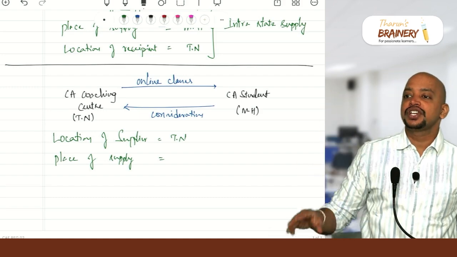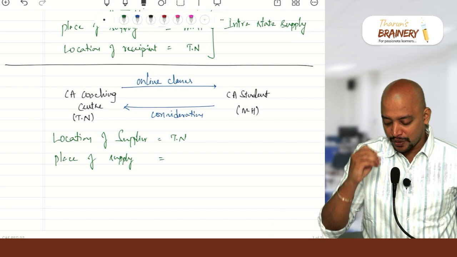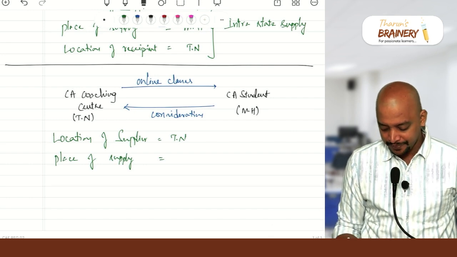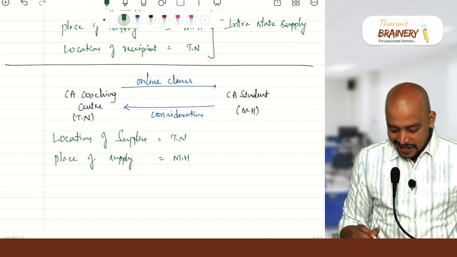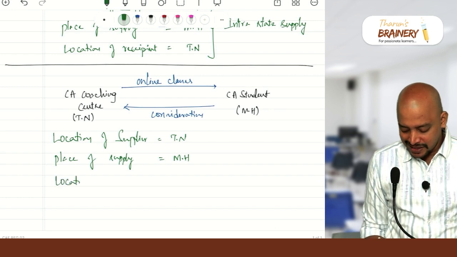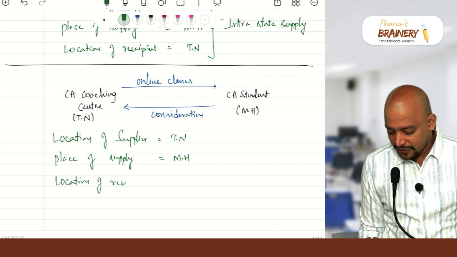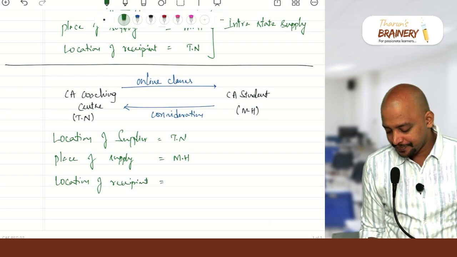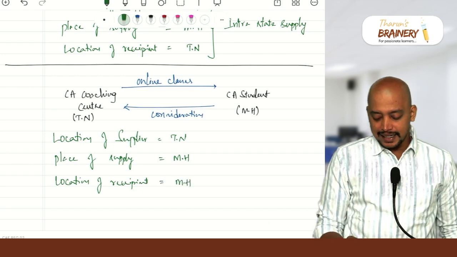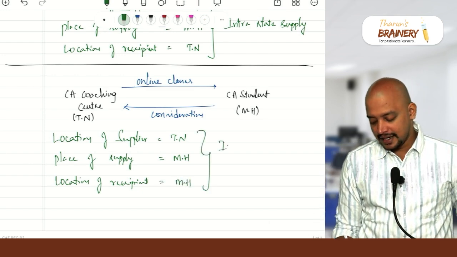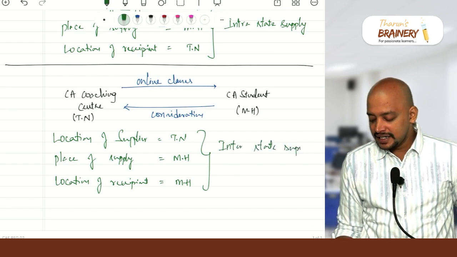For commercial coaching, what is the place of supply? Location of recipient. What is the location of recipient? Maharashtra. And location of recipient is Maharashtra. So what will be the nature of supply? Interstate or intrastate? Interstate. Are you understanding this, darlings?